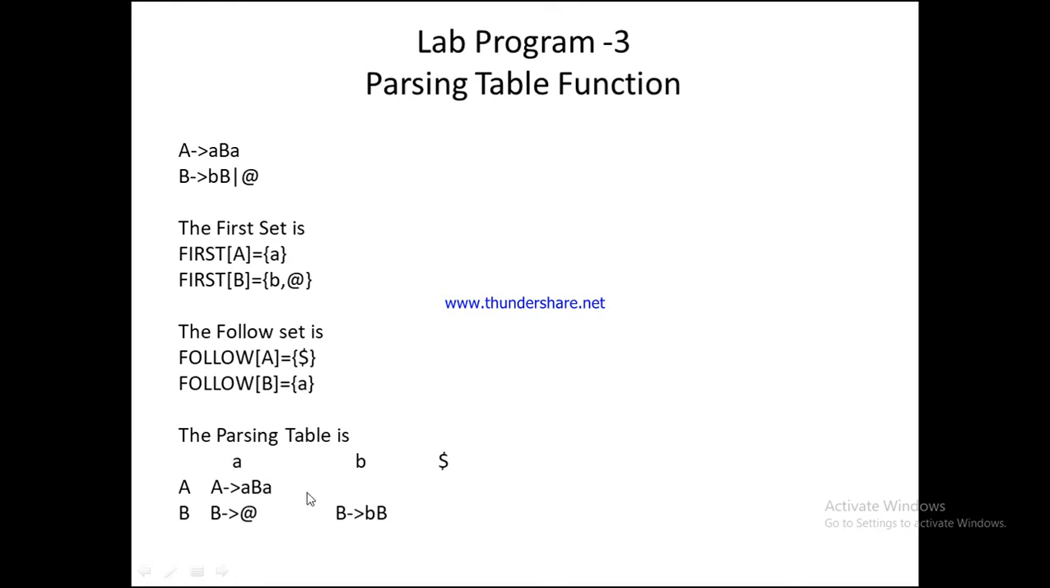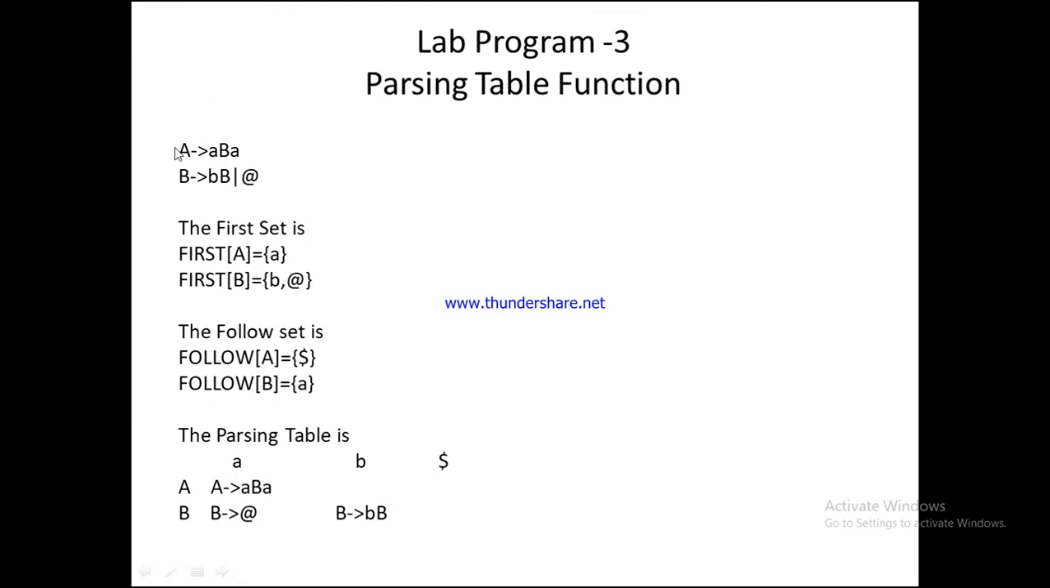Then now I need to construct the parsing table. In order to construct the parsing table, all of you know that the columns will represent the terminals and the rows will represent the non-terminals. Since you are having 2 non-terminals, 2 rows, and you will be having 3 terminals, that will represent your columns. Now how to fill this parsing table? All of you know how to fill this parsing table.